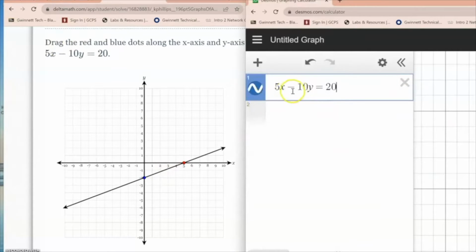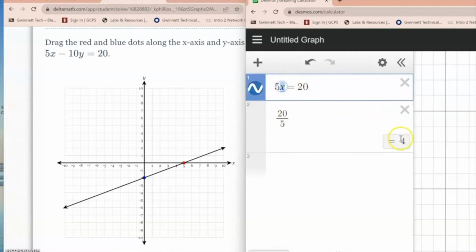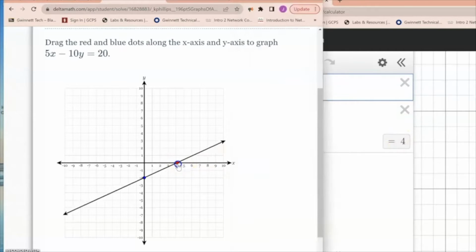This time I took out 10y. Now I'm going to take out, oh sorry, I took out y before. Now I'm going to take out, I took out x before. Now I'm going to take out y. So I take out y, cross that out, and I solve this equation. 5x equals 20. You divide both sides by 5. So that's going to be 20 divided by 5. So it's going to be 4. X is equal to 4. So x right here is equal to 4.